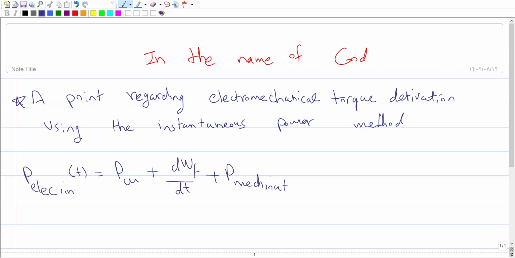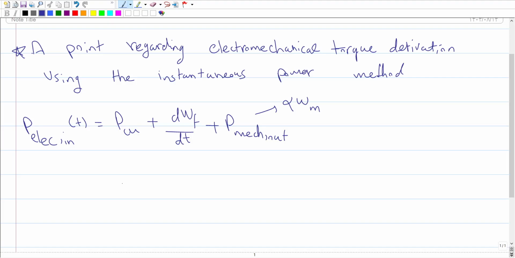In our derivation, we see that the term which is in proportion to omega_m, that is the rotor electrical angular rotational speed, the term in direct proportion to omega_m is naturally mechanical power. At this point, I am going to tell you that this is not always as simple as you assume. This is for a special case, and we will see when this happens.